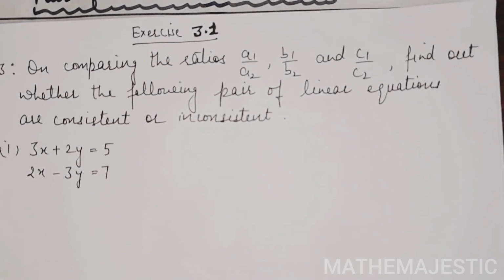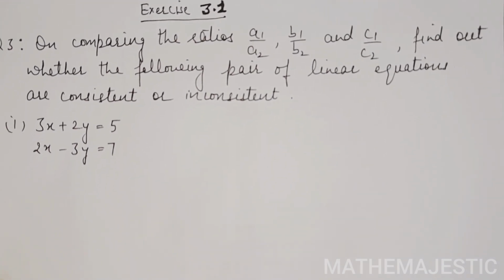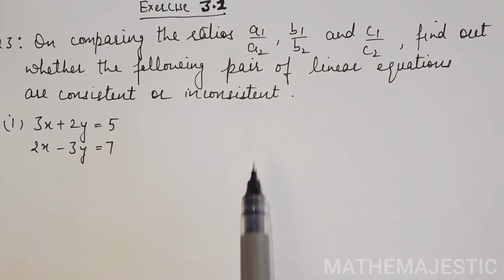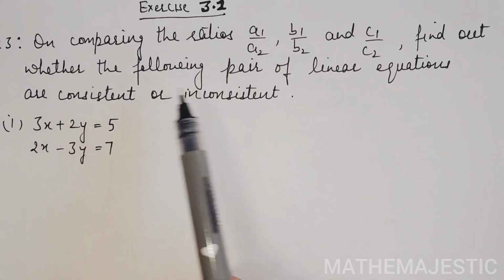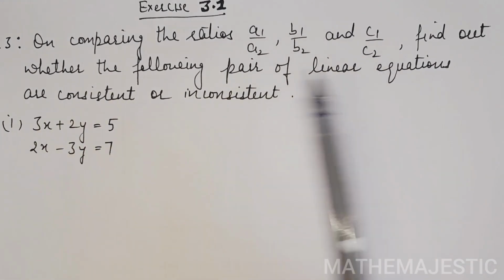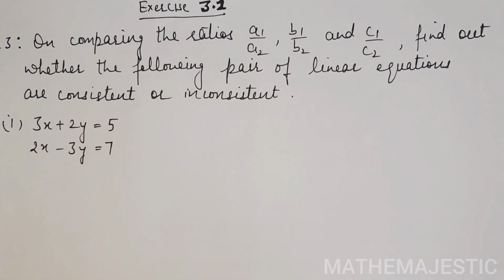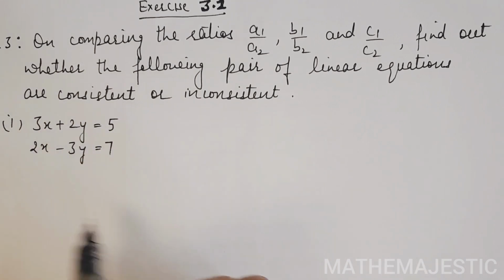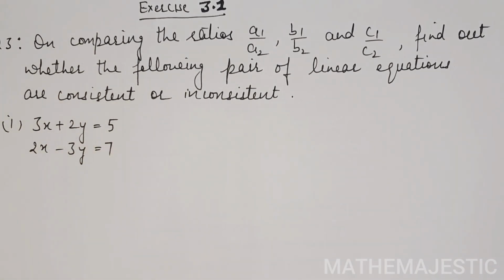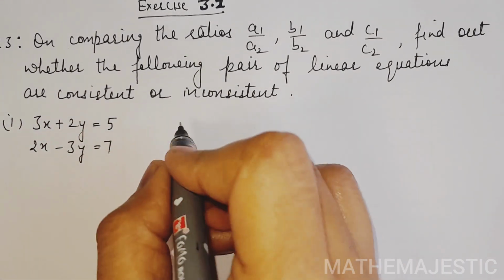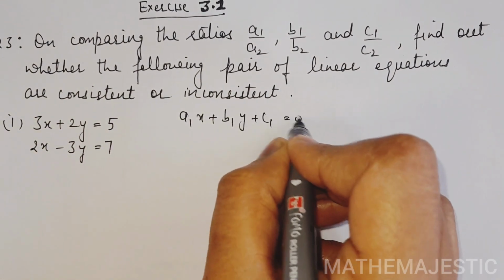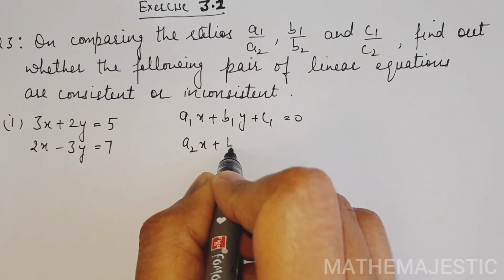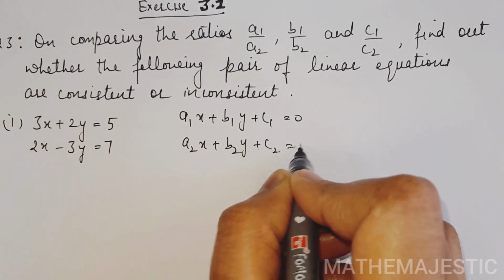Question number 3: on comparing the ratios a1 by a2, b1 by b2 and c1 by c2, find out whether the following pair of linear equations are consistent or inconsistent. So we are given these two linear equations. First we will compare them with the general equations. The general equation is a1x plus b1y plus c1 equals 0, a2x plus b2y plus c2 equals 0.